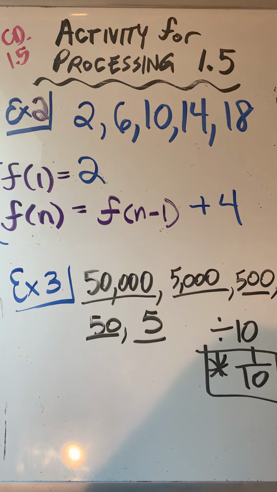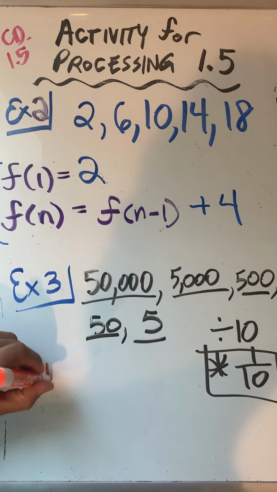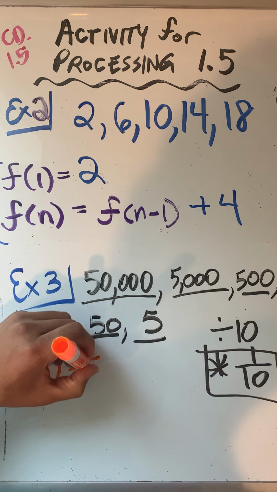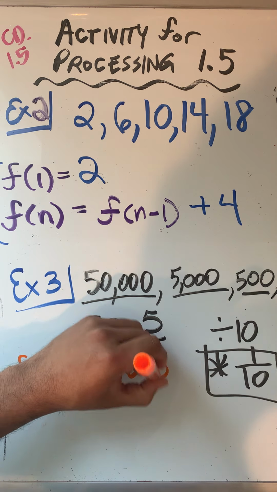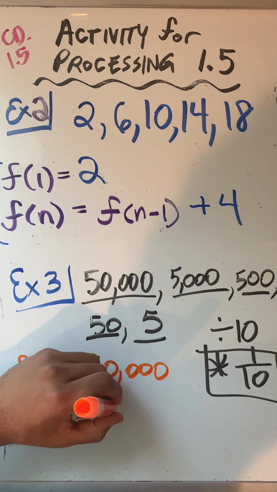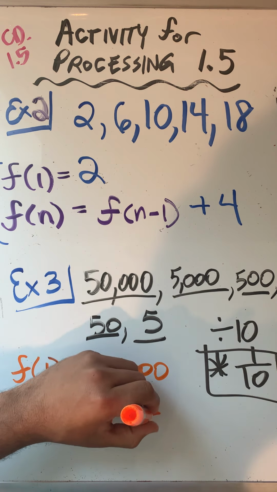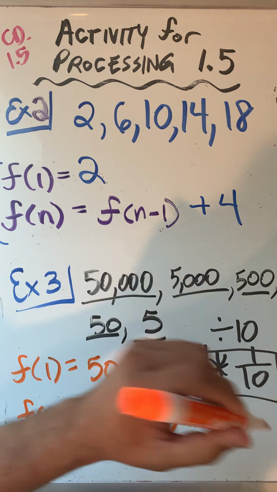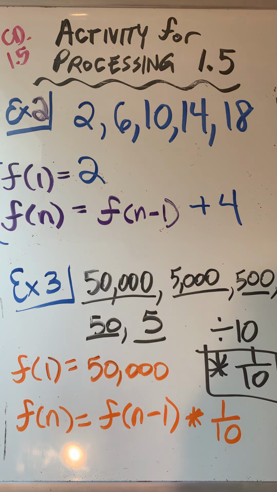So let's go ahead and actually write it out. So f of 1 here, remember, pause the video here if you wish to experiment, it's 50,000. And now let's go ahead and write the equation. F of n is the result of every previous term being multiplied by 1 over 10. And that is it.